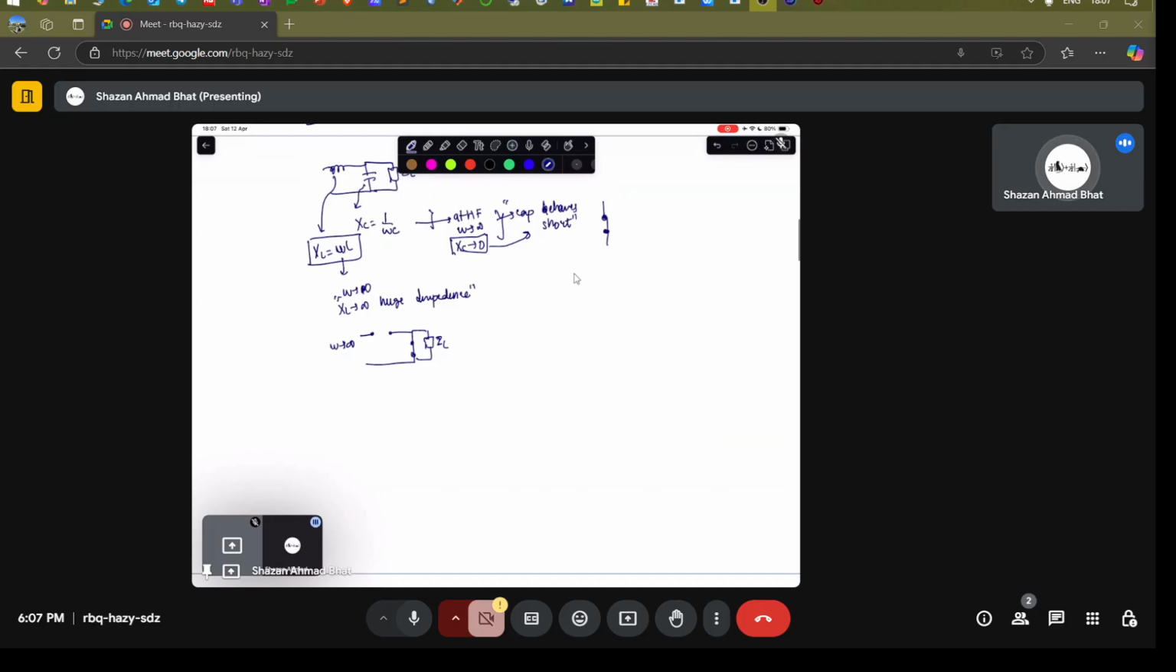Let's talk about a metal. Let's say we have a metallic bar, where this is the thickness of the metallic bar, this is the width W, and this is the length of the metallic bar. So this has three dimensions.